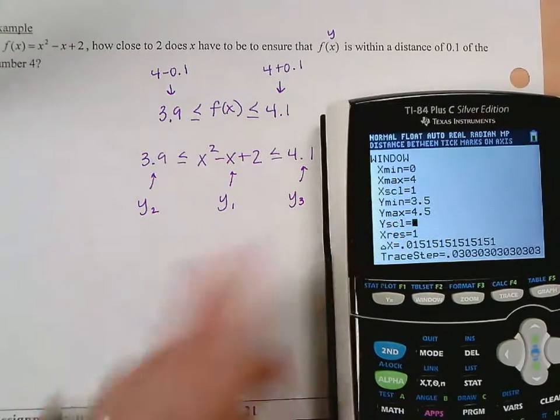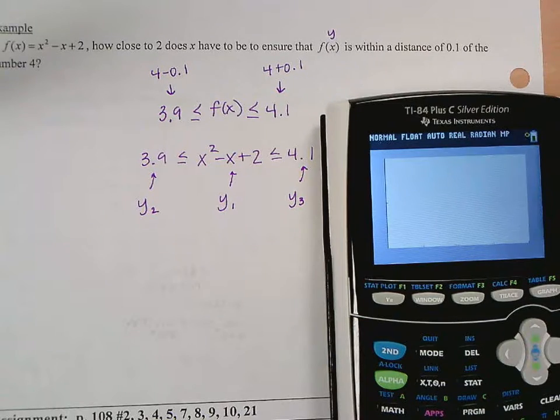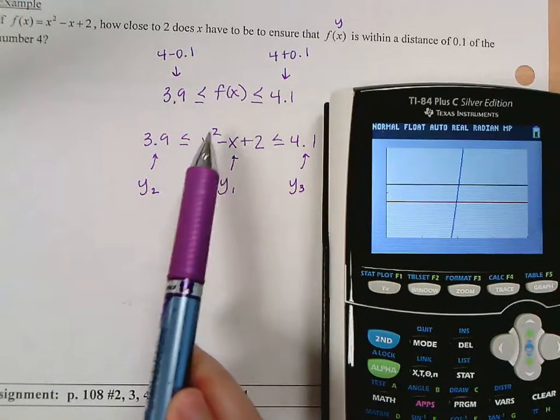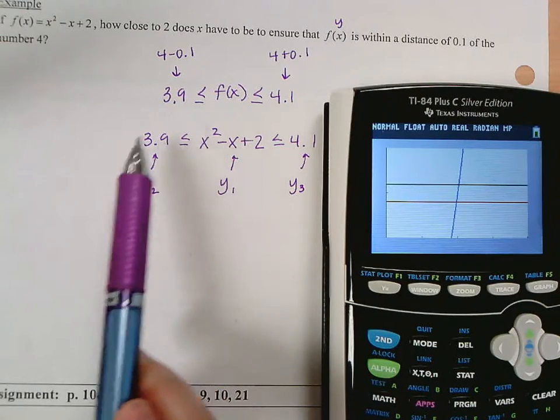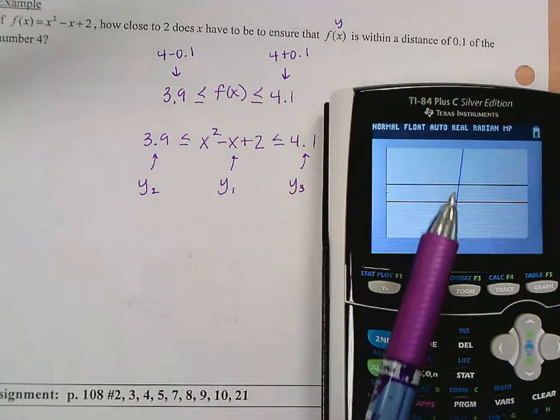And then if you wanted to change the scale, you could. It doesn't really matter what my y scale is. And if I hit graph, I'll be able to see this zoomed in more closely. There's my actual curve, that's part of the parabola, and here are the 2 horizontal lines. And what you're looking for then are these two intersection points. What we're really solving is what x values make the y value equal 3.9 and what x values make the y value equal 4.1, and that's where we intersect.